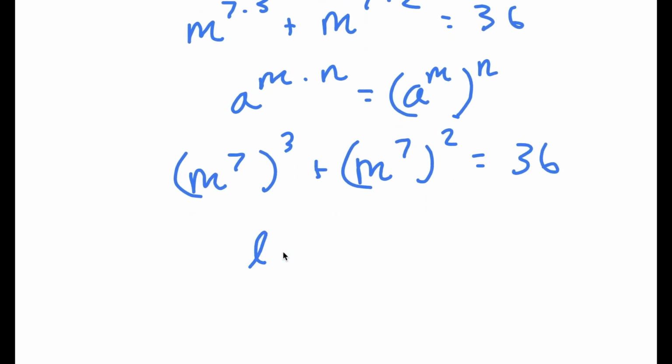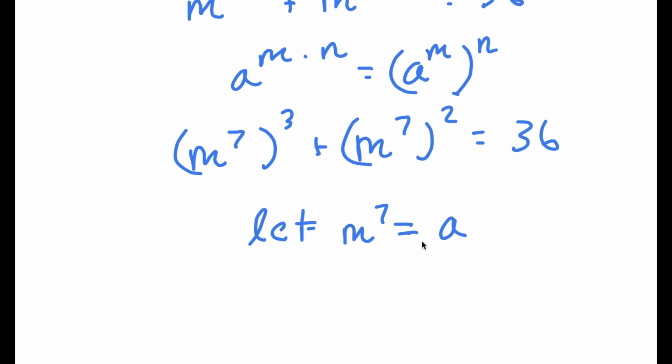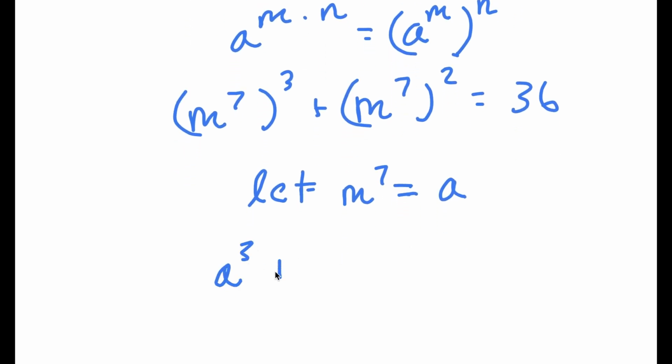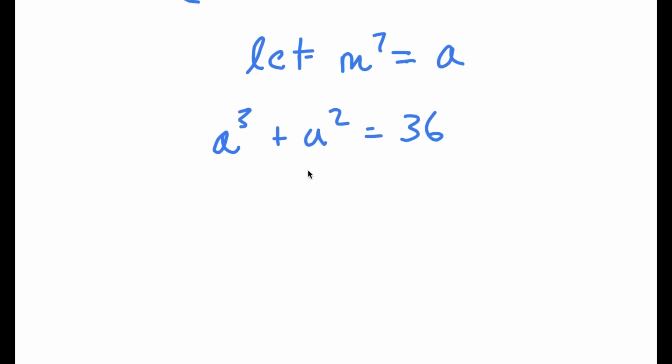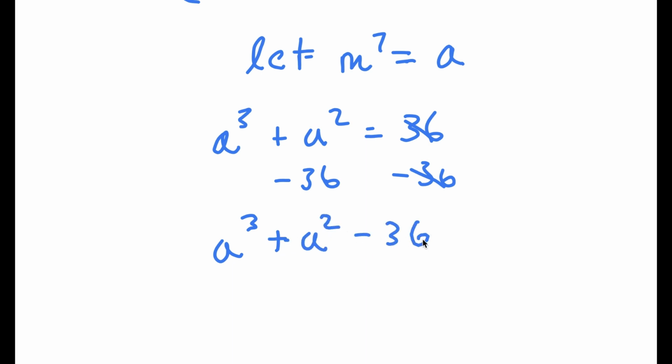Now I'm going to let m to the power of 7 equal to the variable a. So now I have a to the power of 3 plus a squared is equal to 36. So now I'm going to subtract 36 on both sides. And I get a to the power of 3 plus a squared minus 36 is equal to 0.